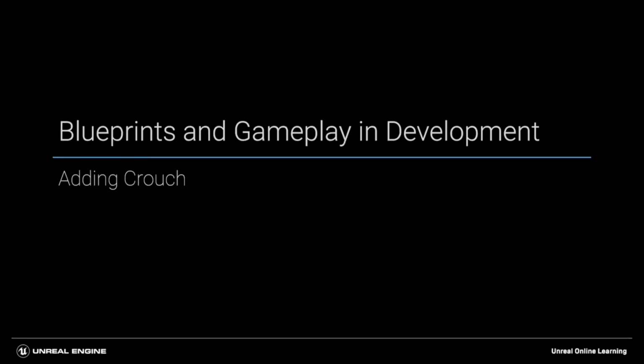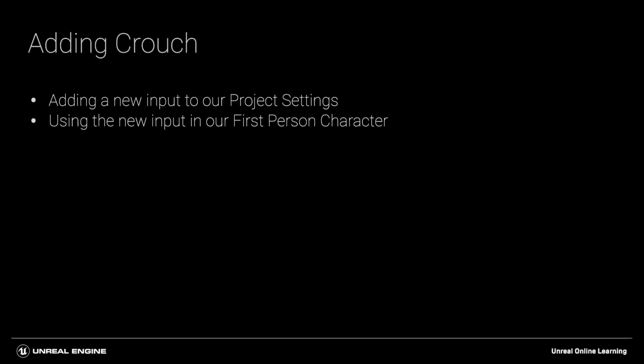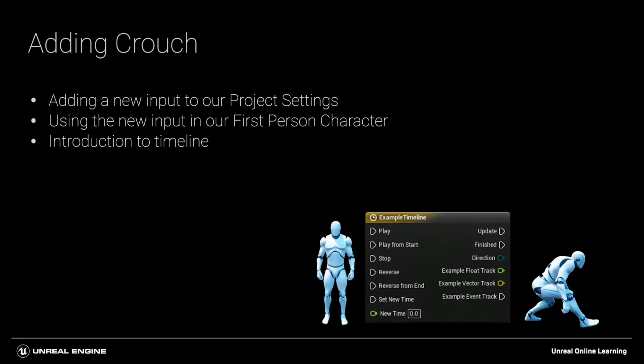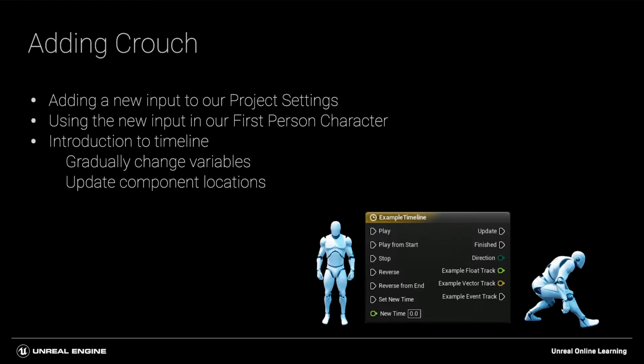In this module, we will be adding the logic for crouching to our first-person player character. We will repeat some steps from the previous module and do some new things. For example, in this module we will start using a timeline, which will allow us to gradually change a variable over a set period of time.